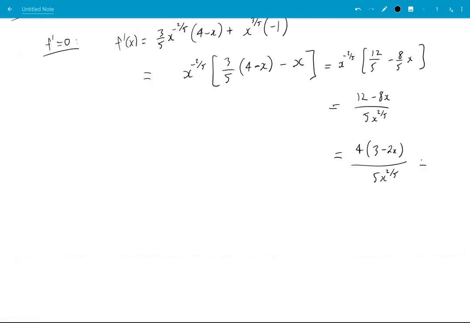Okay, this is 0. Then how can that fraction be 0? Well, the numerator has to be 0. So x equals 3/2 is a critical number. Okay, but it's not the only one, right? Because we have to check where f prime does not exist. Where does that occur? It occurs when x is equal to 0.